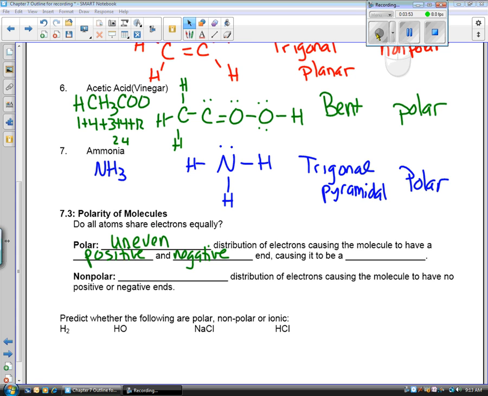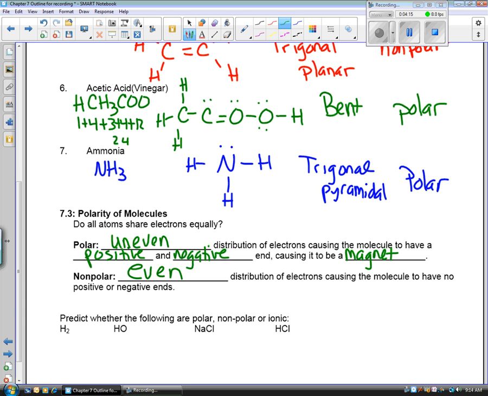Now this positive and negative end is causing it to be more of a magnet, more of a pull for other electrons. We're going to call it magnet. It's not necessarily made of metal, so don't think of an actual magnet, but it can actually pull things with other charges. Like if it has a positive side, a negative side of an adjacent molecule might be attracted to it. Nonpolar means that it has even distribution of electrons, so it doesn't have a positive or negative end.